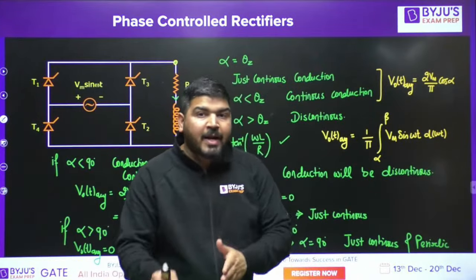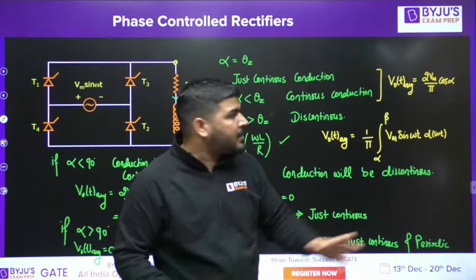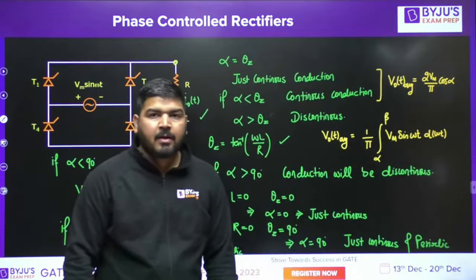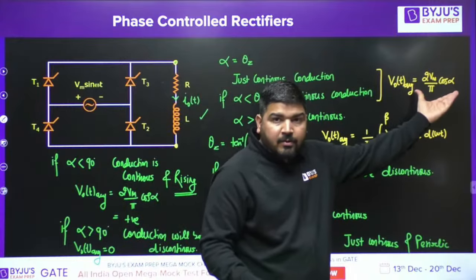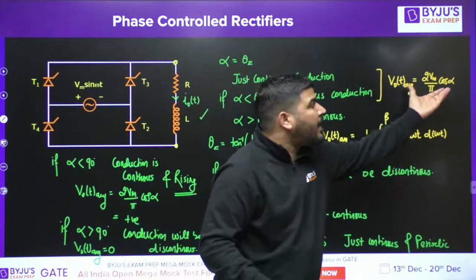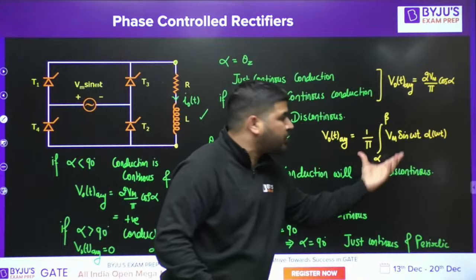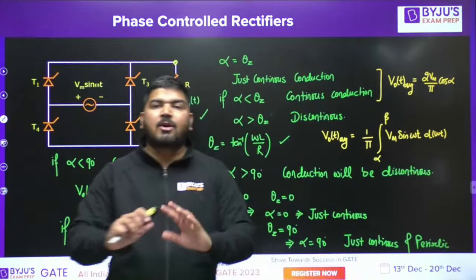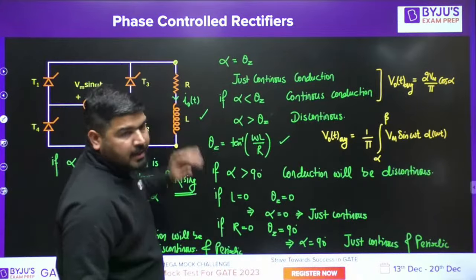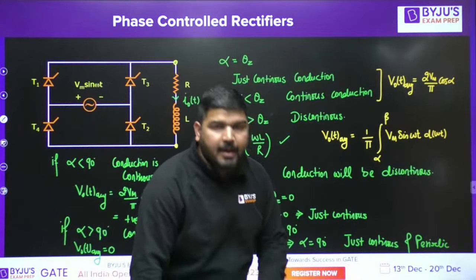At alpha equal to 180 degree or more than theta z, this formula will not be applicable. Because according to this formula, if you put alpha equal to 180 degree, it comes out to be negative. But actually this formula is not valid for 180 degree. And according to this formula, average output voltage will never be negative here. In RL load, average output voltage will never be negative.